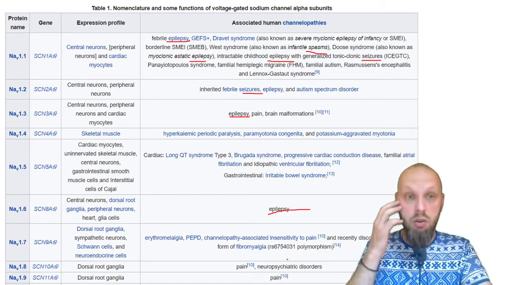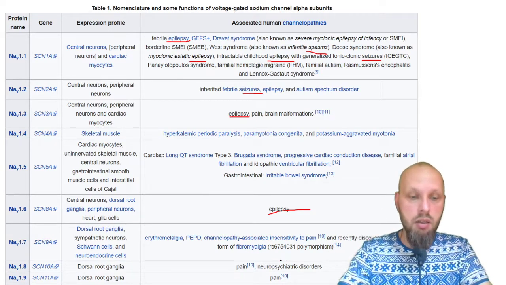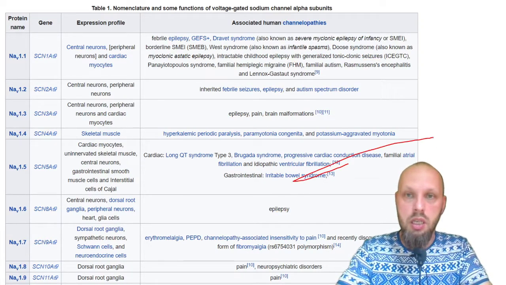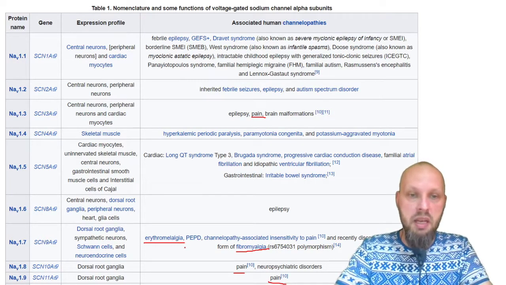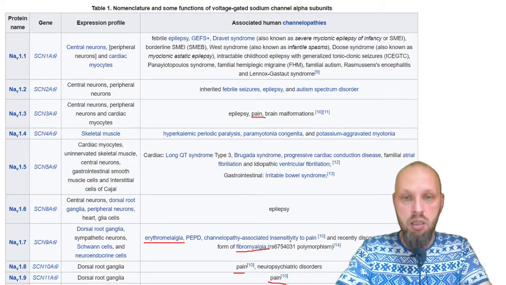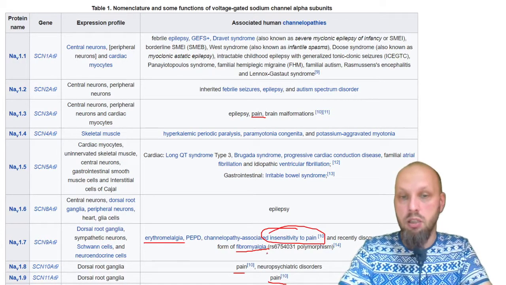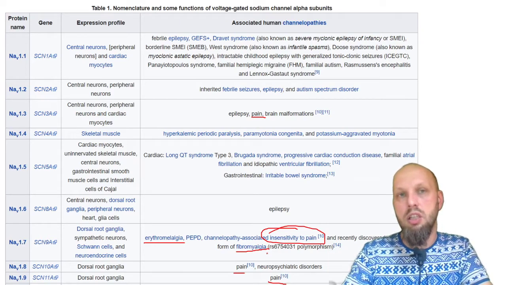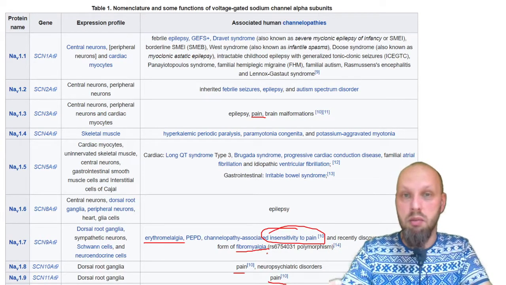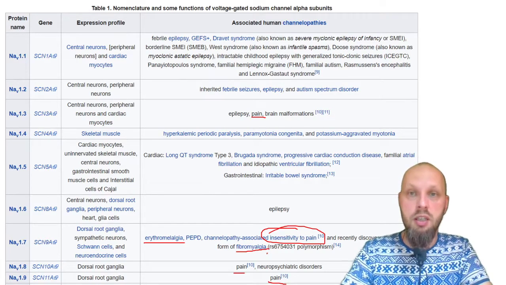But you can see that there are also other problems, and another word that's quite common here is pain. So there are classes of fibromyalgia, which is also a kind of pain processing disorder, erythromelalgia, which is another type, and also insensitivity to pain. That's the case when it's not too active but not active enough, and people have inactivations.